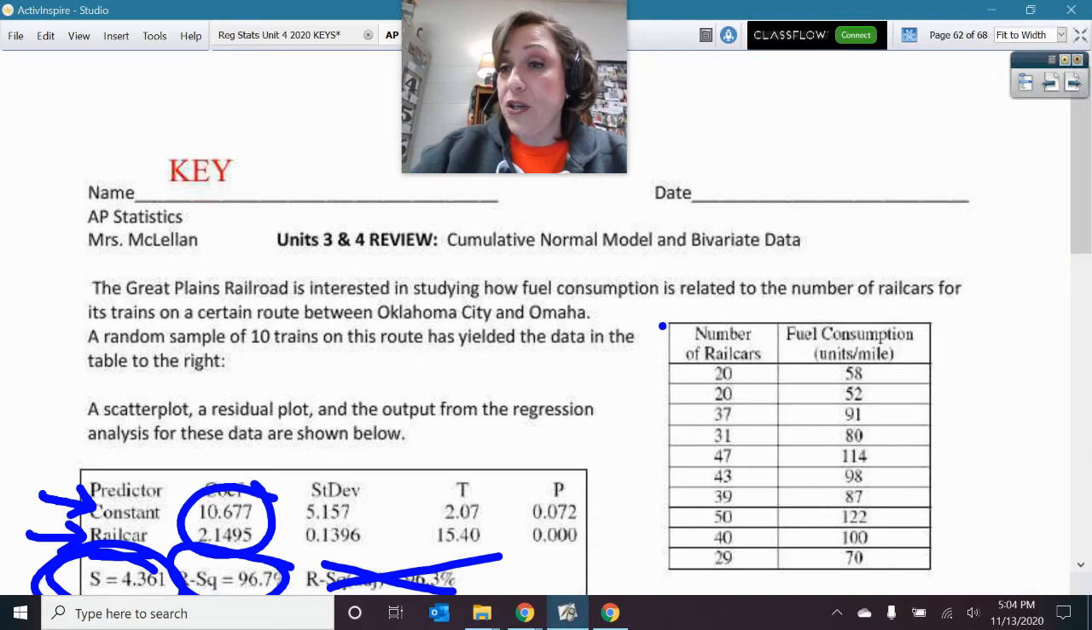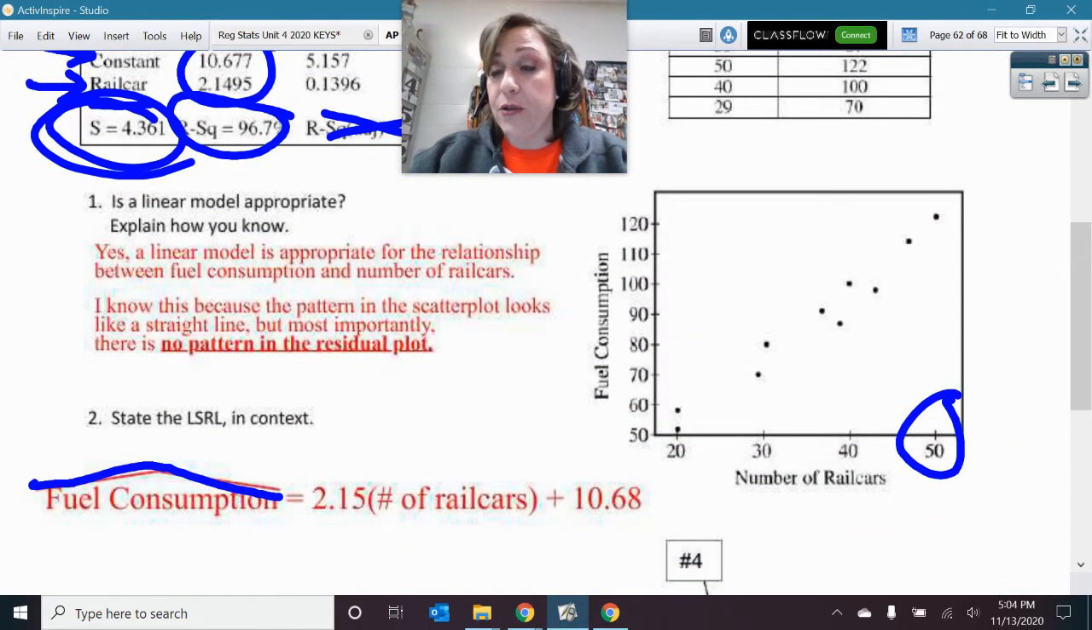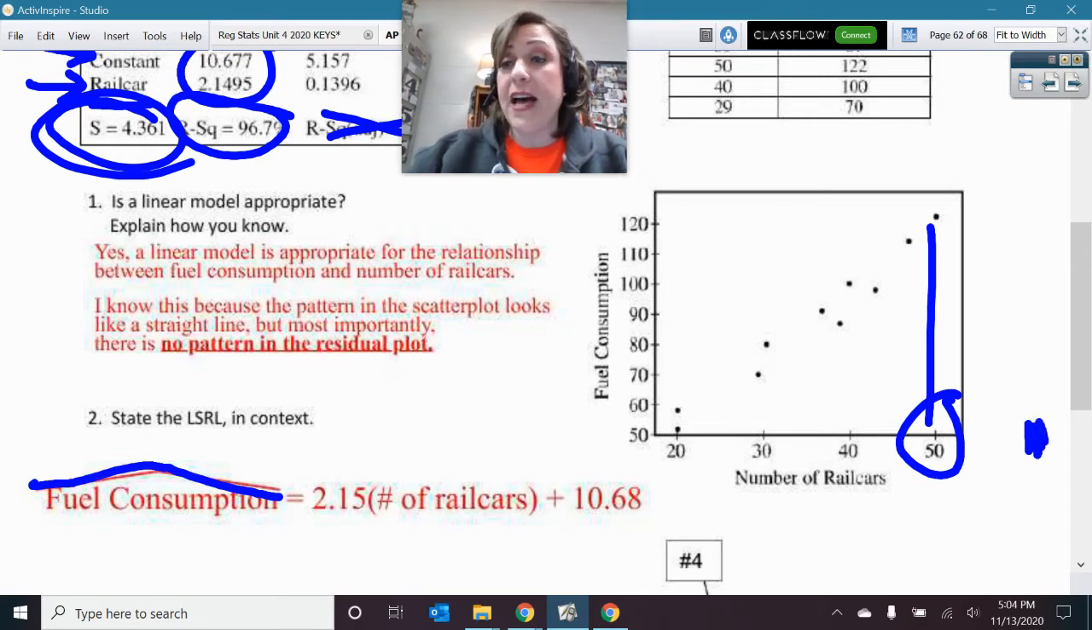Would it be reasonable for us to predict all the way out at 65 railroad cars? What they're getting at with something like that is, look, our data goes through 50. So predicting out here at 65, who knows?